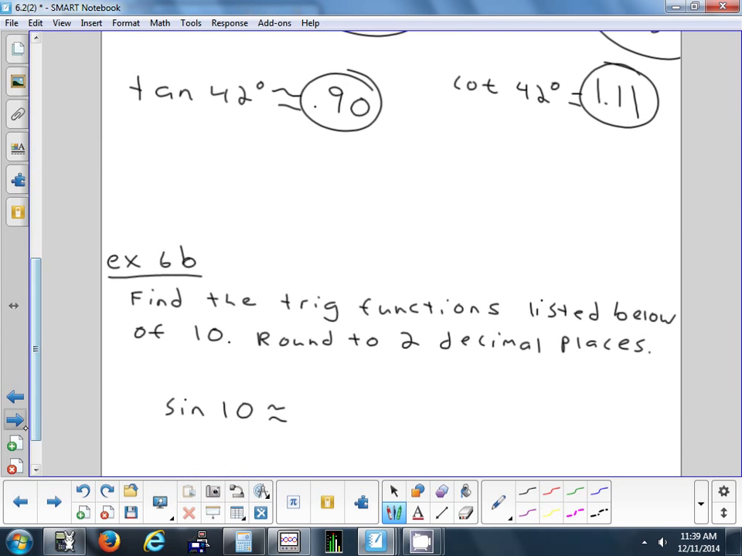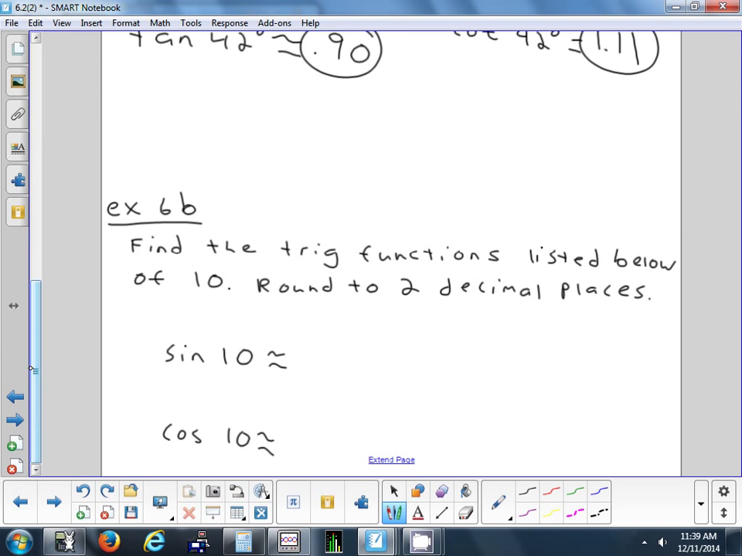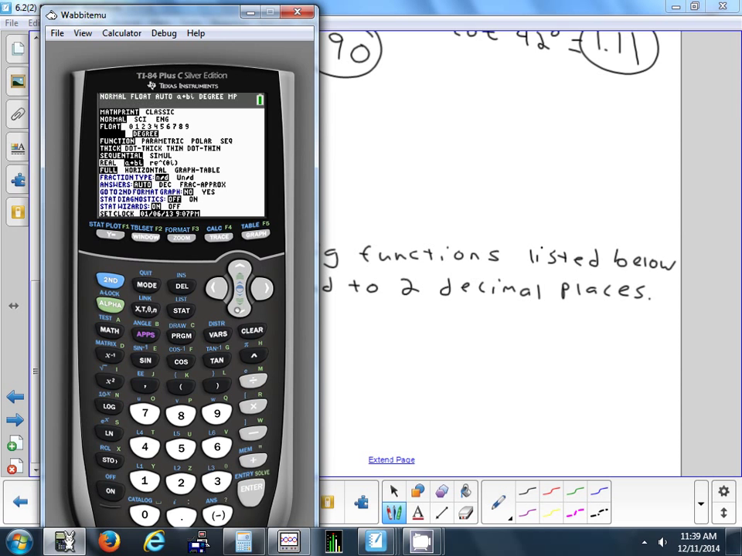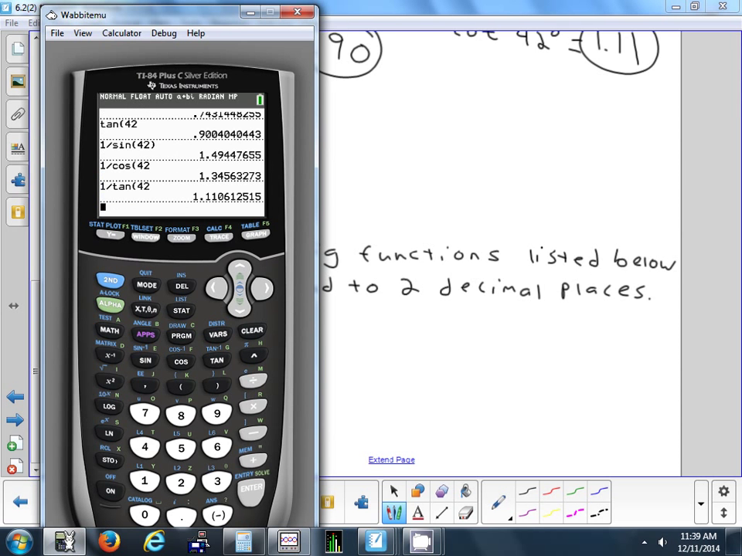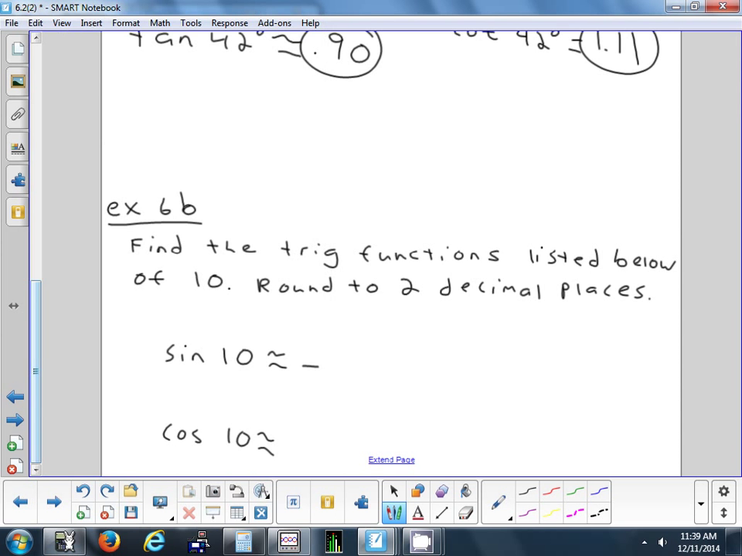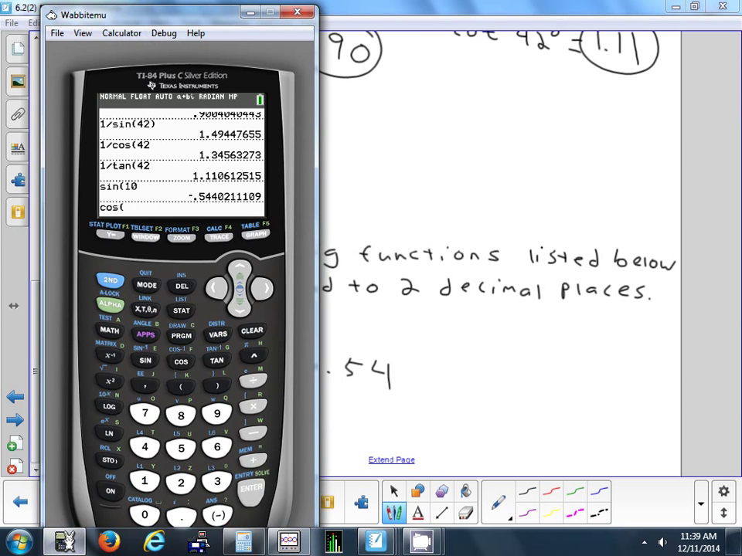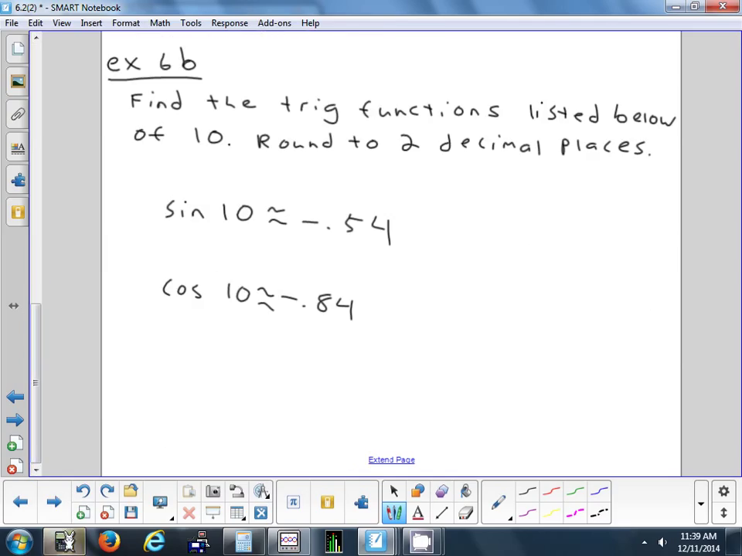Okay, what's different about that problem? Same directions. But what do you have to be careful of here? James? That's in radians. Okay, that's the sine of 10 radians and the cosine of 10 radians. So now I have to switch to radians. Now I can type it in. Negative 0.54. And cosine of 10 radians, negative 0.84. Okay, so the point with that one, just be careful whether your problem is degrees or radians.